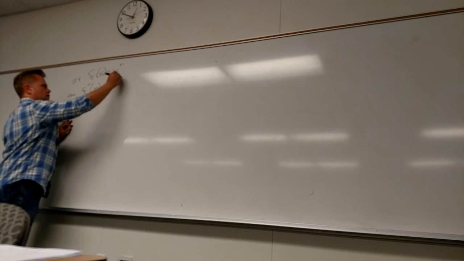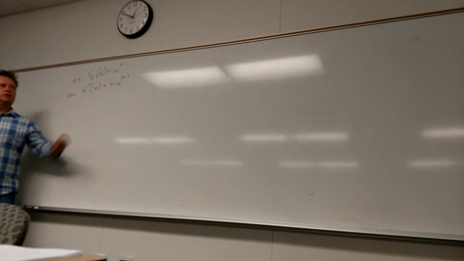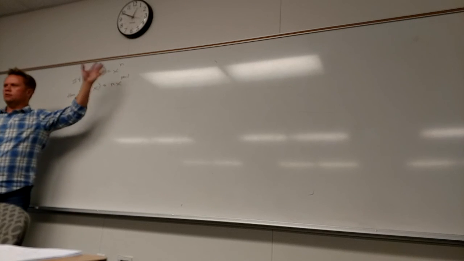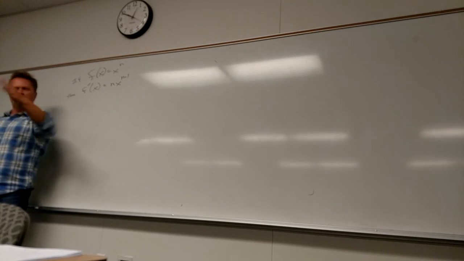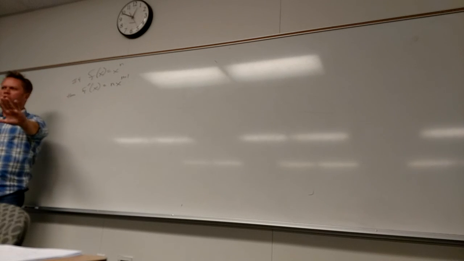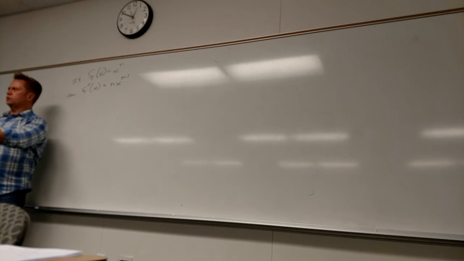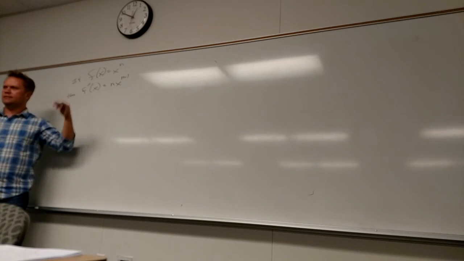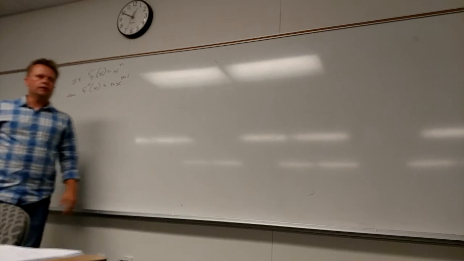N times x to the n minus 1. It's kind of nifty. So that n comes down, and it goes down by a power. And we proved why that is. It's a beautiful, easy rule. But we actually use the definition of derivative to prove this. So don't forget that. It's not just something we pick because it's easy. It's just the way it happens.